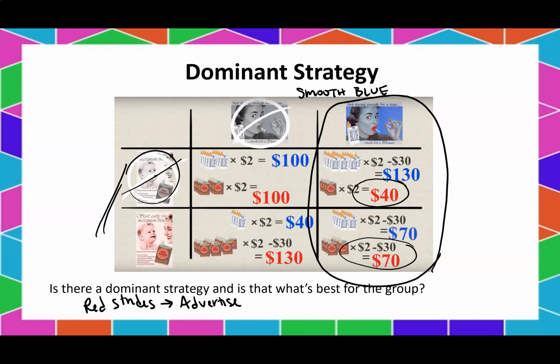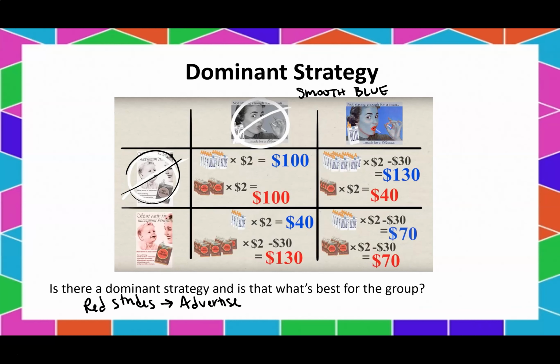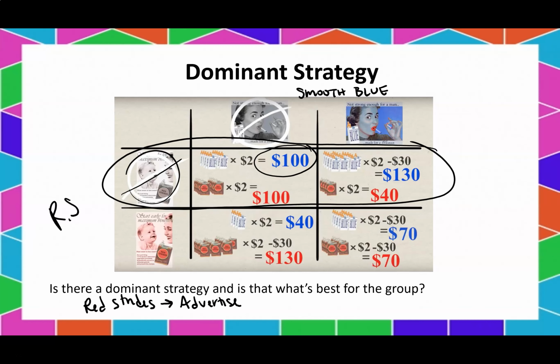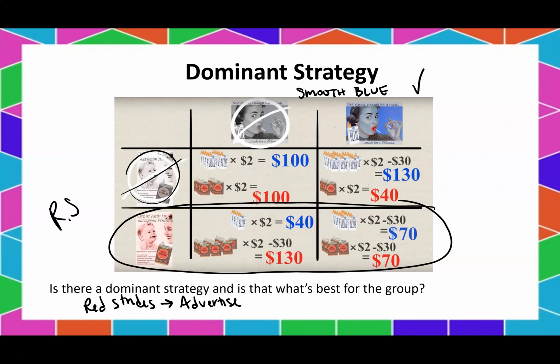Okay, let's find the same thing for Smooth Blue. For Smooth Blue, we have to consider the 2 options that Red Strides would choose, and the first option would be that they don't advertise. In that case, we're either getting $100 for Smooth Blue if they don't advertise, or $130 if they do advertise. Clearly we want to advertise in this case. But what about the other option? What if Red Strides chooses to advertise? Then Smooth Blue is either left with $40 or $70. In this case, 70 is better, which is the category of advertising. So again, Smooth Blue wants to advertise as well.